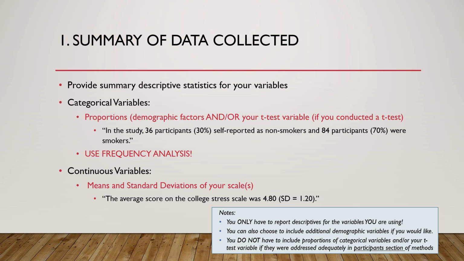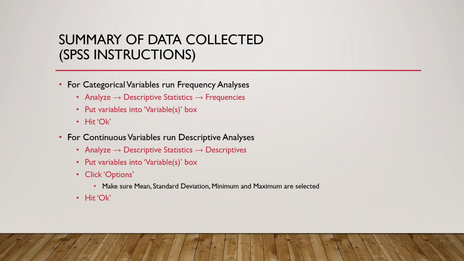So it doesn't hurt to have it twice, but you are really the arbiter of that at the end of the day. As a quick reminder of how to run these analyses in SPSS, for categorical variables you run frequency analyses with Analyze, Descriptive Statistics, and then Frequencies. You drag those variables or click them over to the variables box and click OK.